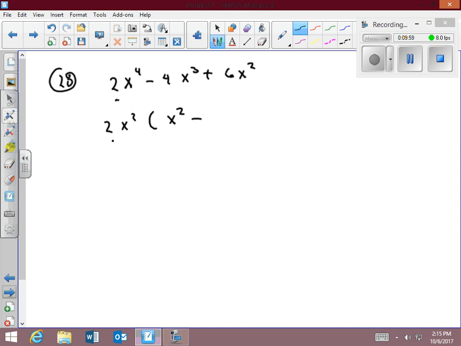So what's left in the second term? I'm taking a 2 out, so there's going to be a negative 2. I'm taking an x squared out, so there's a what left? An x. Then it's a plus. I'm taking 2 out, so what's left? 2 times 3 is 6, so there's a 3. And I'm taking a squared out, so there's no variables left. You see that, Aaron? So that's completely factored. Common factor.